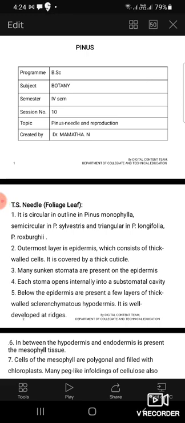Pinus foliage leaf, also known as needle. Coming to the transverse section of the needle. In a transverse section, it is circular in outline in Pinus merkusii, semicircular in Pinus sylvestris, and triangular in Pinus longifolia and Pinus roxburghii. The outermost layer is epidermis, which consists of thick-walled cells.